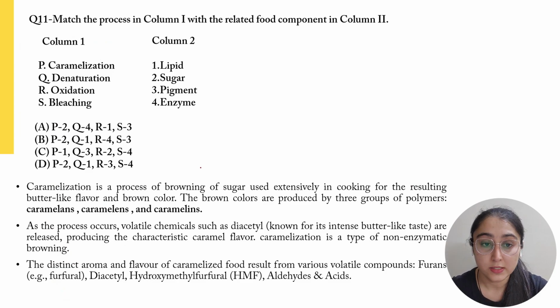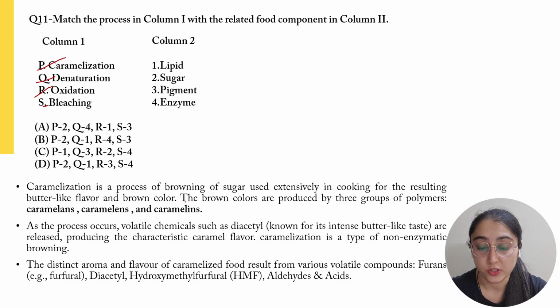Now heading on to the last question, we have to match the process in column 1 with the related food component in column 2. So here, in column 1 we are given the food processes caramelization, denaturation, oxidation and bleaching, and we need to see what each matches with. So let us look at all these processes one by one.